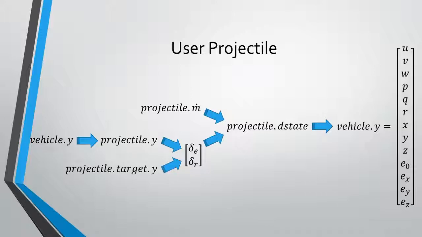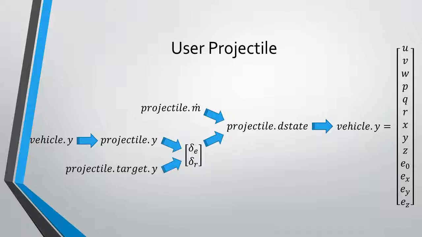The user projectile also takes into account a change in mass. It has a thrust profile, which is basically just a constant thrust for a set period of time, but because of that, it loses mass for that time, and then once the thrust is completed, it no longer has a thrust component in its equations of motion.